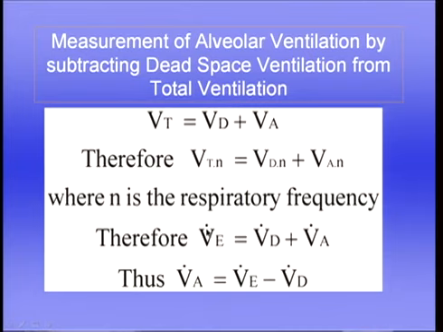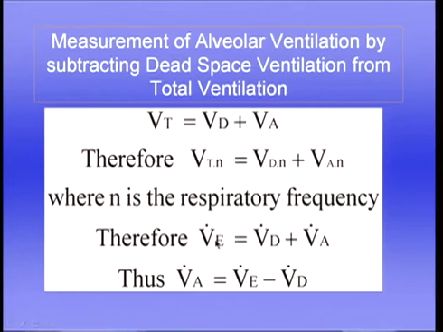per unit time. And those of you who can remember back to your calculus may remember that sometimes dV by dt, the volume per unit time, is indicated by a dot over the V. It's one of the conventions. So that's the convention we're using here. V dot E is volume per unit time. So the total ventilation is equal to the dead space ventilation, the ventilation of the dead space, plus the ventilation coming from the alveoli.